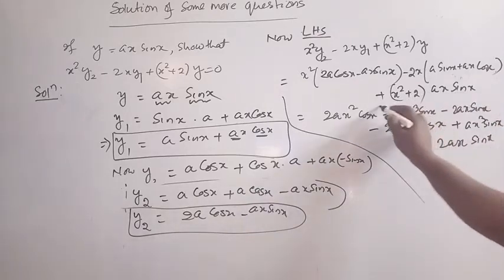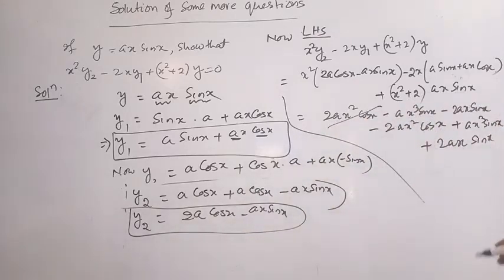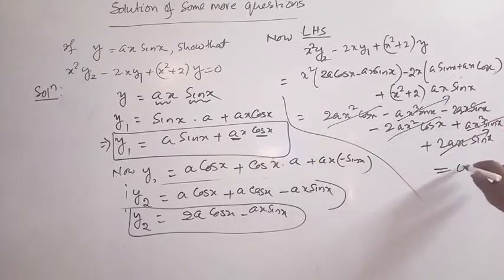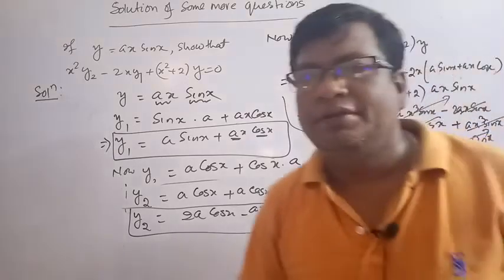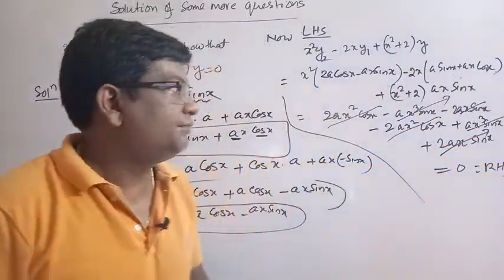So this goes cancel here, which is a 2x square sin x, 2ax square cos x, ax cube sin x. This is minus, this goes cancel, and this goes cancel. So the final answer is 0, which is equal to RHS. Okay. Now another question.